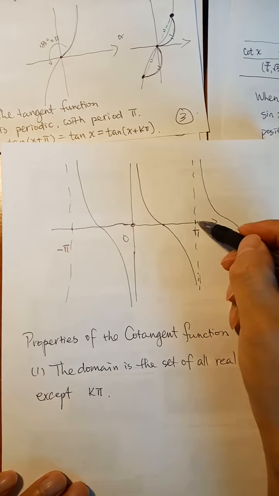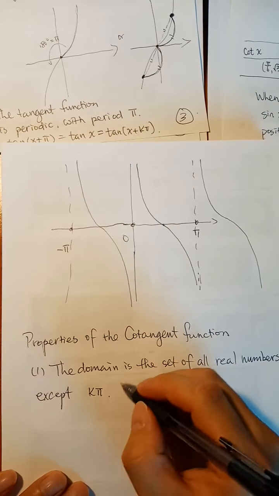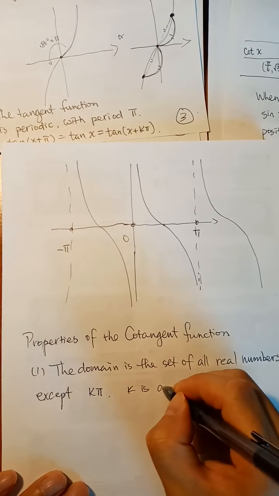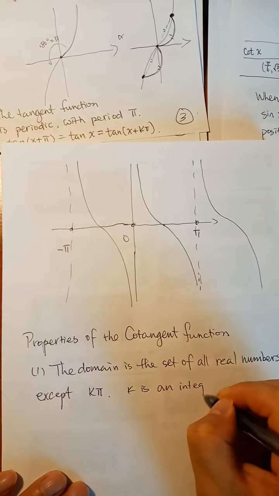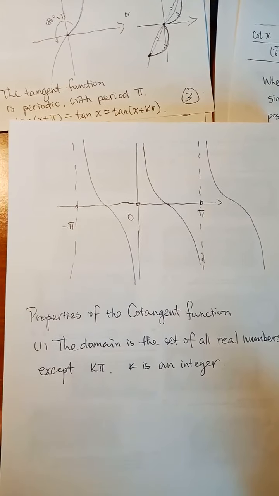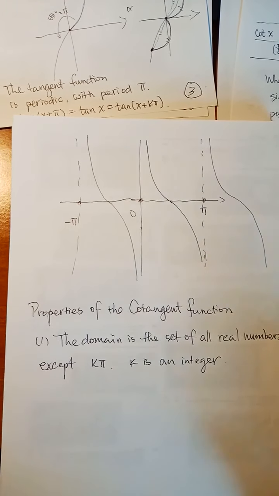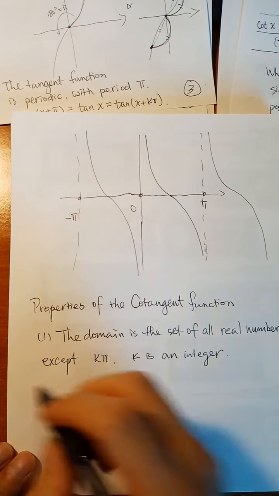0 is not included, pi is not included, negative pi is not included, 2 pi, negative 2 pi, 3 pi, negative 3 pi. K is an integer, no even odd. Okay, so cotangent function is undefined at all k pi. Okay, so that's our domain.